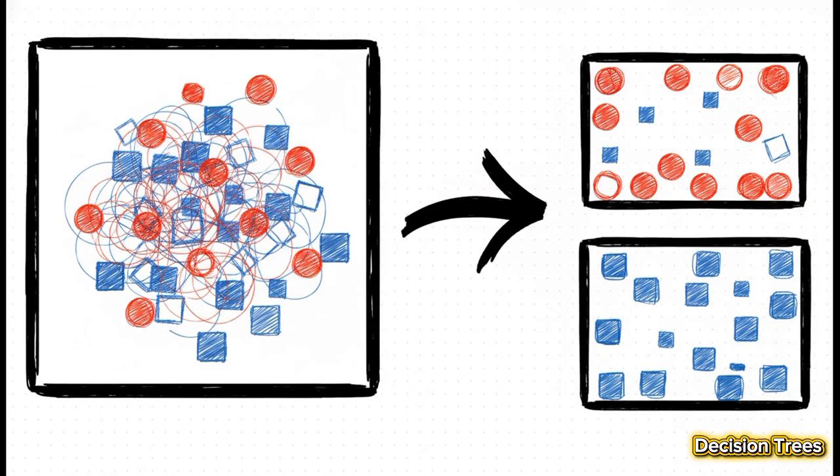And this is the entire game. The algorithm literally tests every single possible question it could ask. For each question, it calculates the Gini score of the two new groups it would create. And then, it just picks the question that causes the biggest drop in impurity. The one that does the best job of turning one big, messy group into two much cleaner, more predictable ones.